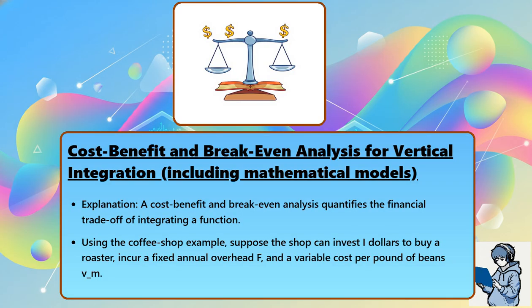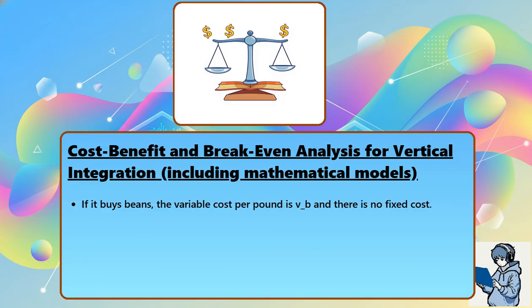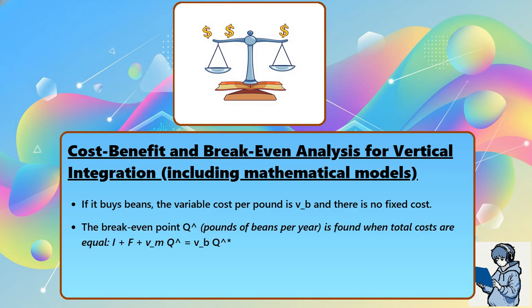Using the coffee shop example, suppose the shop can invest $I to buy a roaster, incur a fixed annual overhead F, and a variable cost per pound of beans V sub M. If it buys beans, the variable cost per pound is V sub B, and there is no fixed cost. The break-even point Q star, pounds of beans per year, is found when total costs are equal. I plus F plus V sub M Q star equals V sub B Q star. Solving for Q star equals I plus F divided by V sub B minus V sub M.